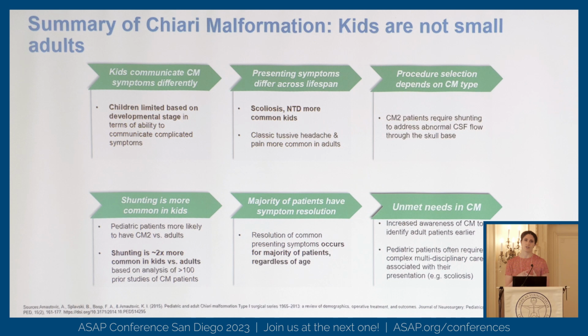The patient's presentation and what their imaging looks like is just going to be the most important rationale for why the surgeon decides to do what they do. So whether that's placing a shunt, whether that's doing an endoscopic third ventriculostomy, which we didn't talk about today, but is another treatment for hydrocephalus, or doing the suboccipital decompression with or without Duroplasty, and how extensive that suboccipital decompression is going to be. Again, shunts are more common in kids, about 2 times as common. And the really good news is that the majority of patients have symptom resolution, whether they're children or adults.